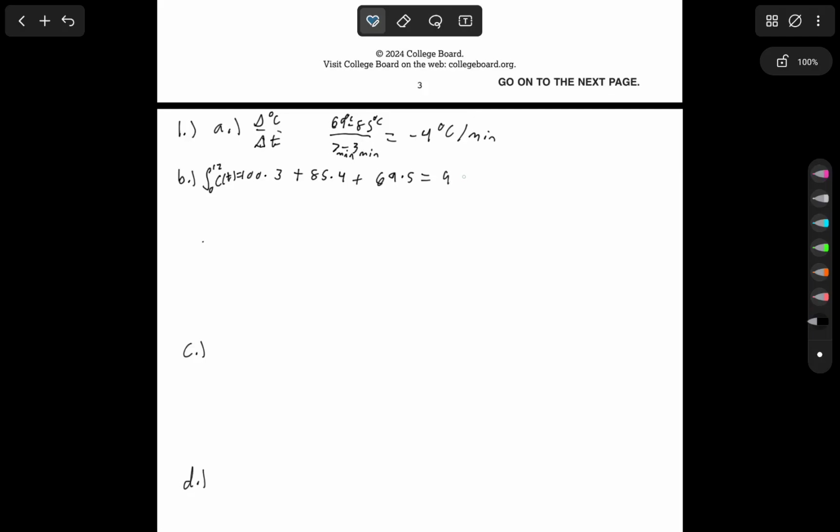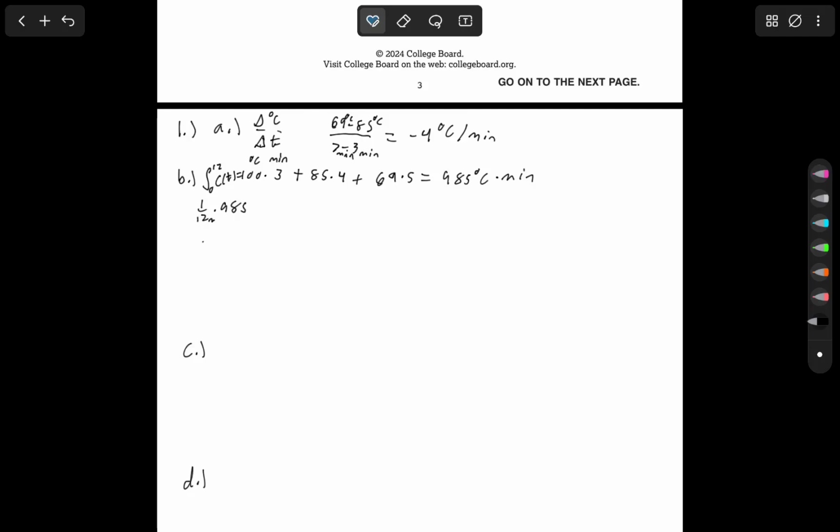That gives us a value of 985 degrees Celsius times minutes. Now you might be asking, why am I including units here, and where do I get these units? Well, the temperature is in degrees Celsius, and the widths of the intervals are in minutes. We're multiplying them, so we get the unit degrees Celsius times minutes. Now for the average value, we're going to multiply that by 1/12, so we get 1/12 times 985.